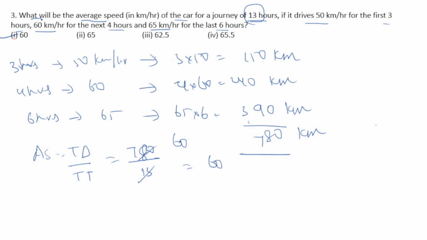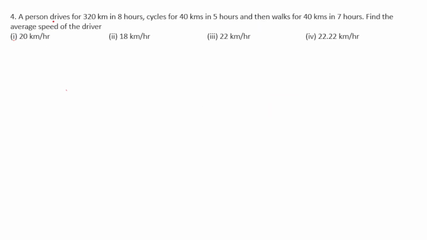First option. Next one. A person drives 320 kilometers in 8 hours. So this is the distance and this is the time taken. He drives 320 kilometers in 8 hours, and he cycles for 40 kilometers in 5 hours. And then he walks for 40 kilometers in 7 hours.